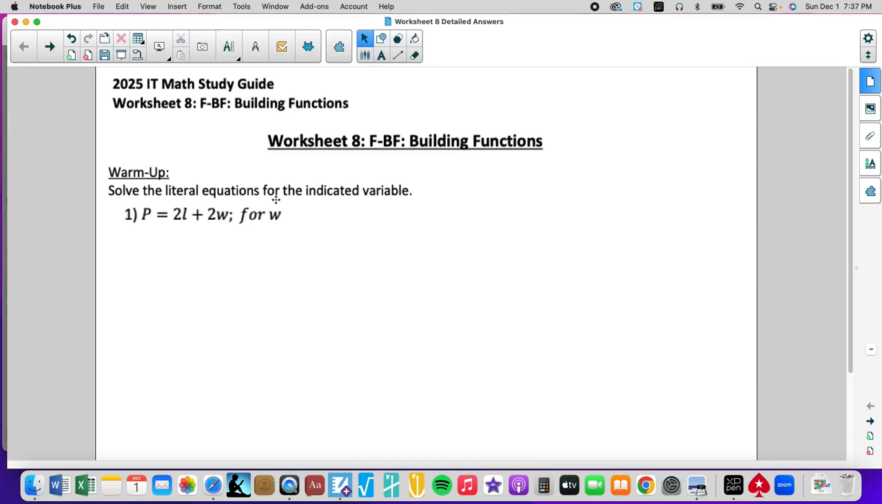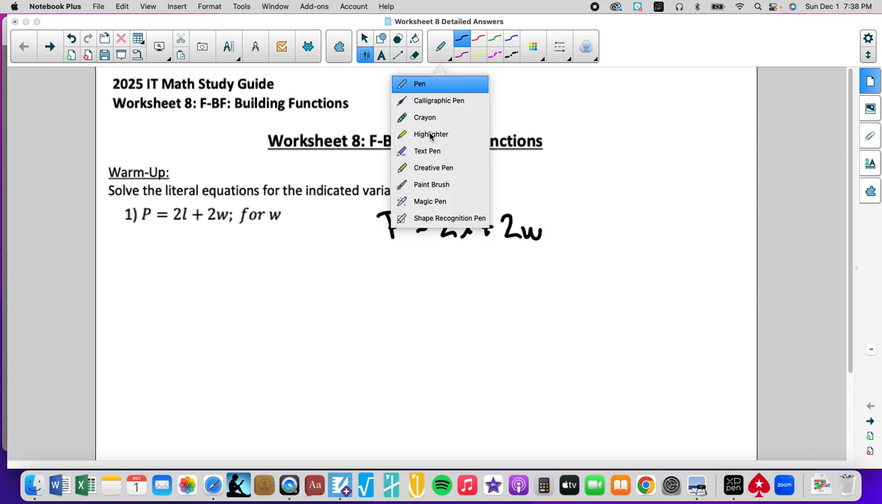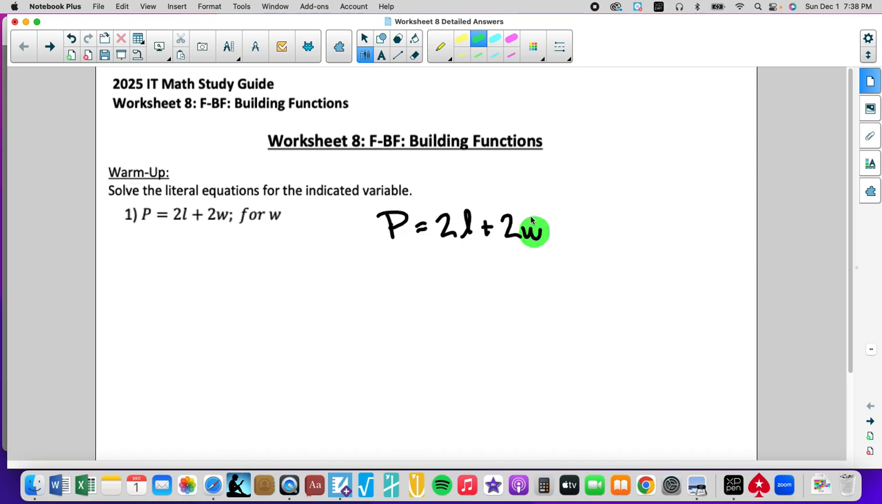So here we have actually formulas where we have the perimeter formula, and we're going to isolate for W. It's currently isolated for P, but we're going to isolate for another variable within the formula. So we're going to isolate W. We're going to try to get W by itself, and there are two things happening to it. It's being multiplied by 2, and it's being added to 2L.